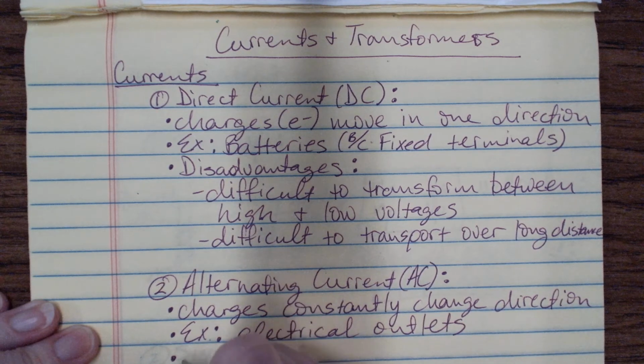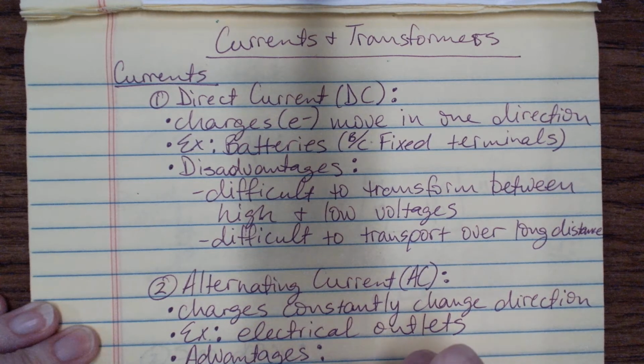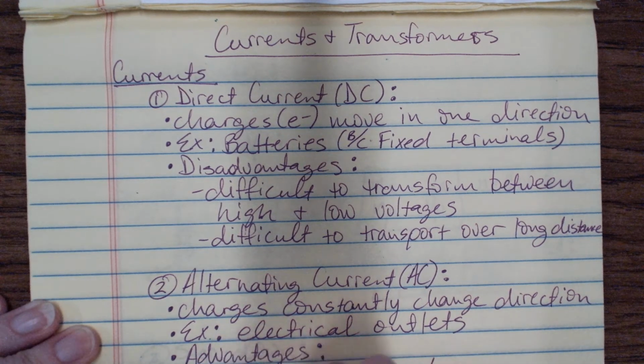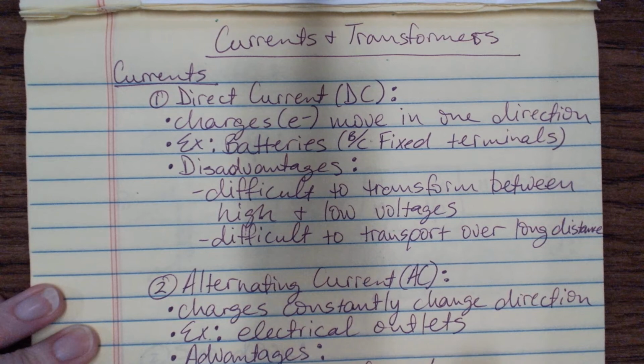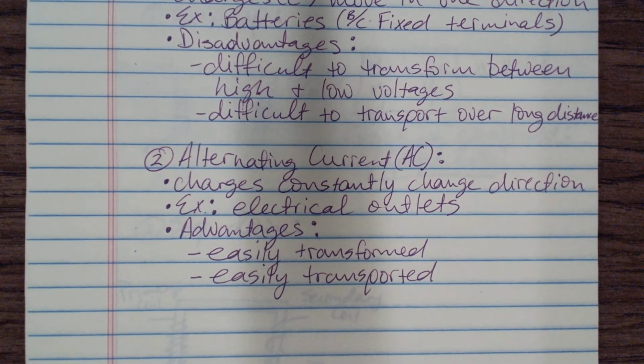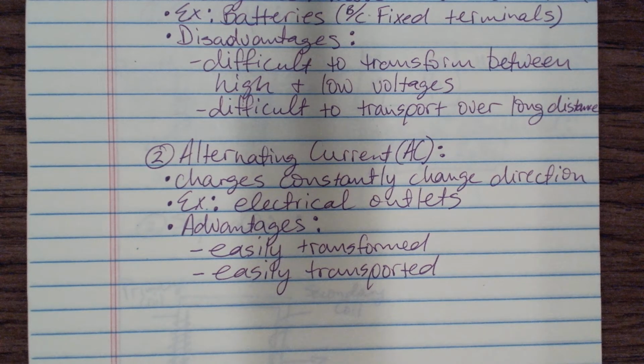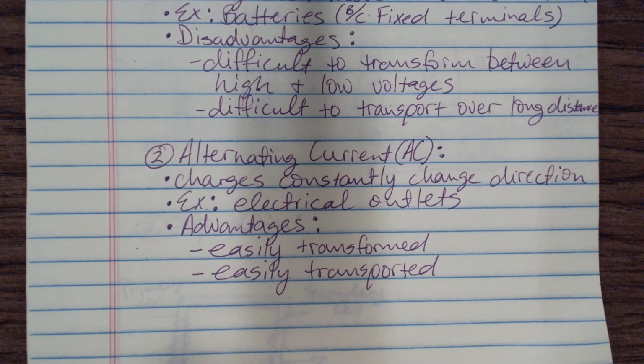Okay, so these have some good advantages. These are very easily transformed between high and low voltages, okay? And because they're easily transformed between high and low voltages, they're also easily transported over long distances. They're easily transported over long distances without really losing energy to friction or heat, okay? So a good example of this would be like your power lines that are sending energy to your electrical outlets, okay? So that's currents, different types of currents, direct and alternating.